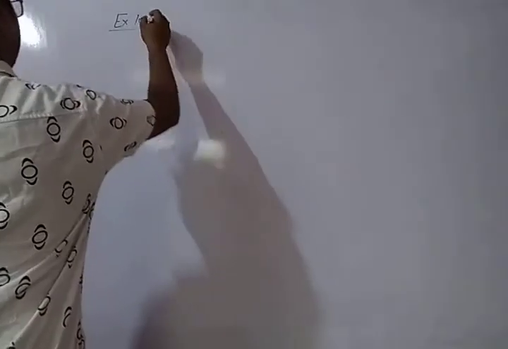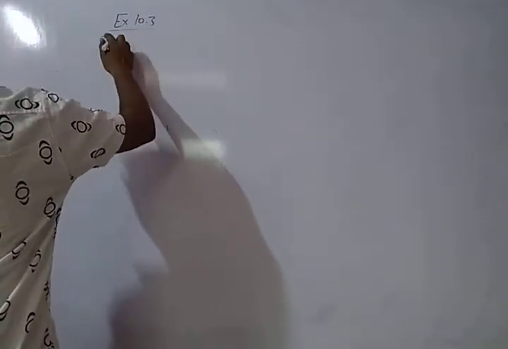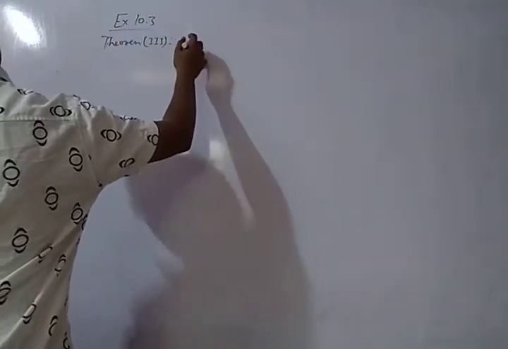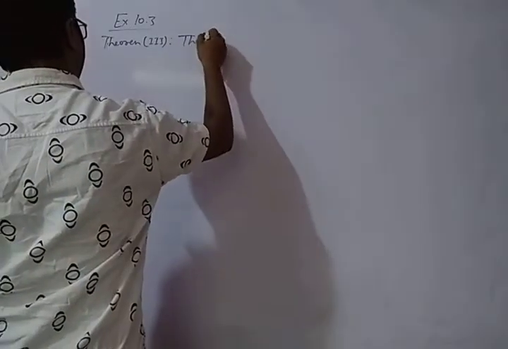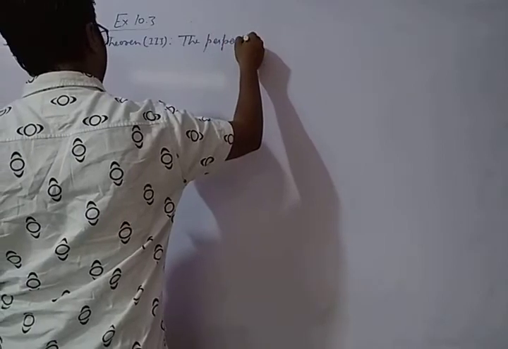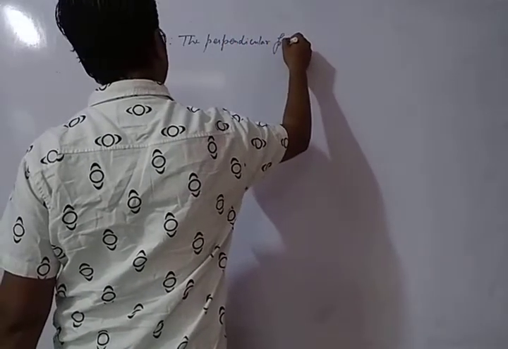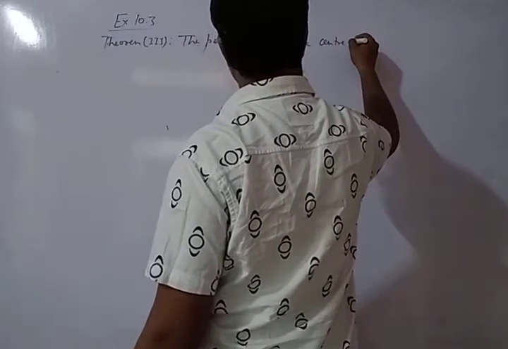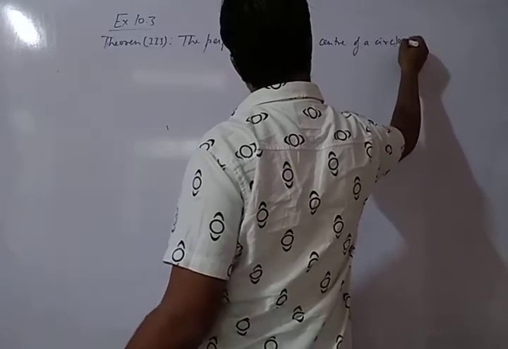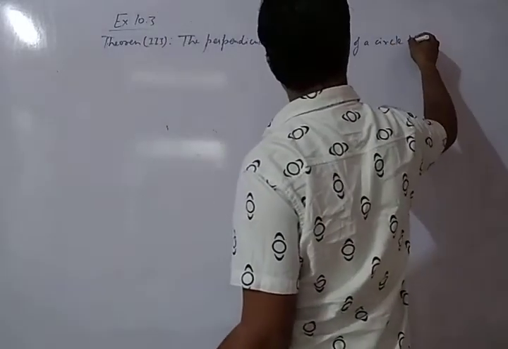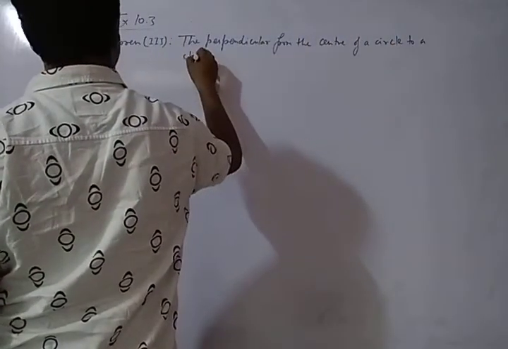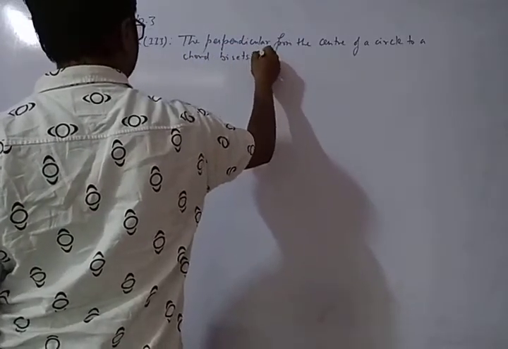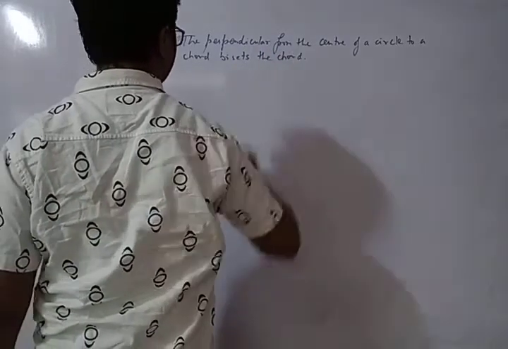Theorem 10.3 says that the perpendicular from the center of a circle to a chord bisects the chord. इसको हम प्रूफ देखते हैं एक बार.